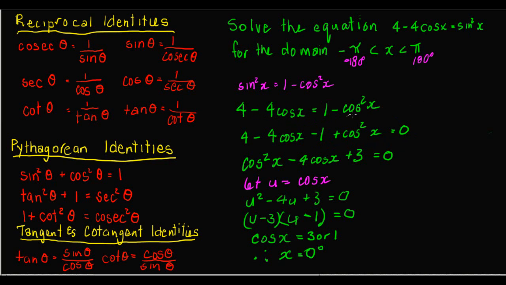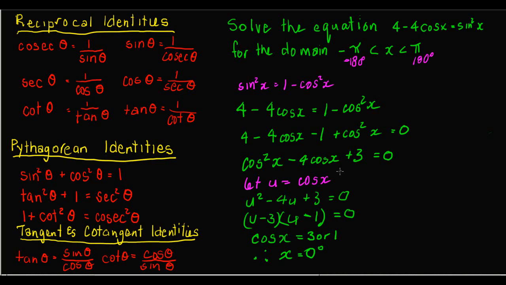So if we collect all our terms, take them over to the other side, we get 4 minus cosine x. This 1 comes over to be minus 1. The minus cosine squared x becomes plus cosine squared x, and that's all equal to 0. Collecting our terms and putting them in order: cosine squared x minus 4 cos x plus 3, which is the 4 minus 1, equals 0.